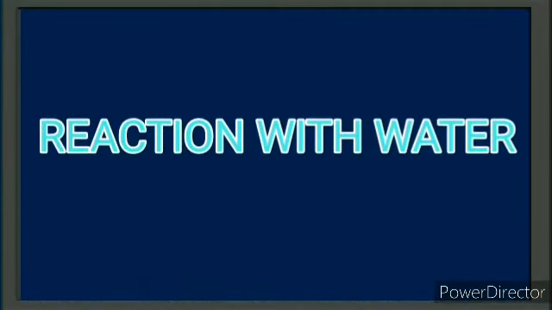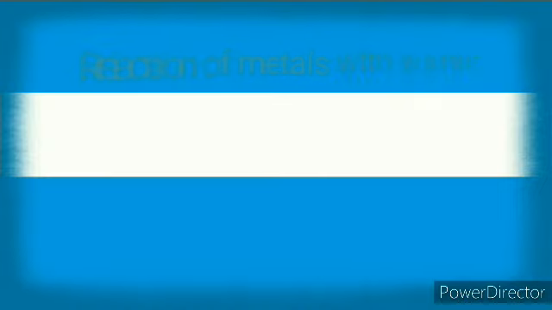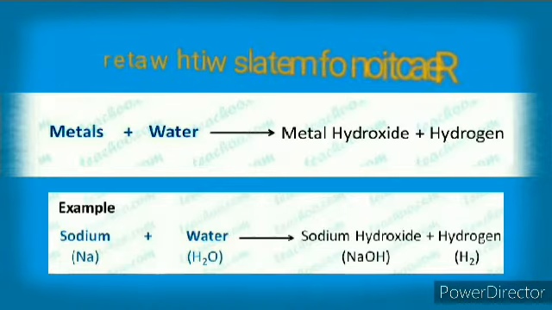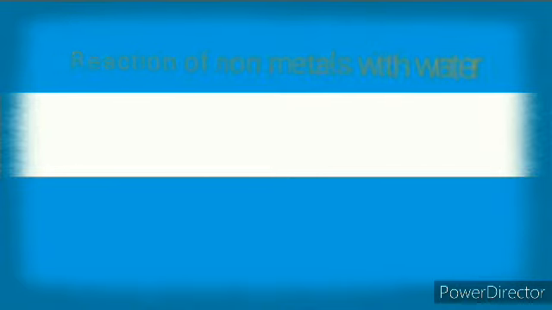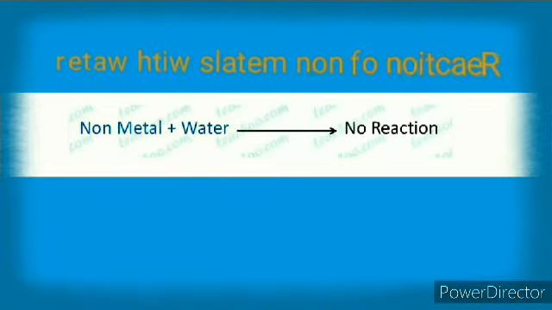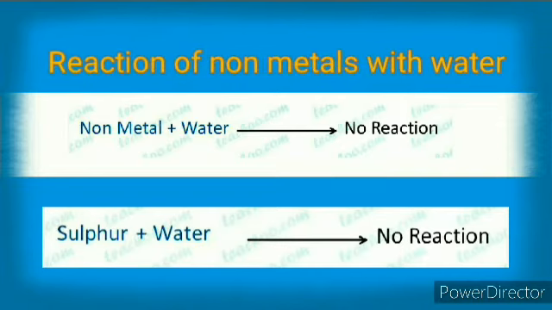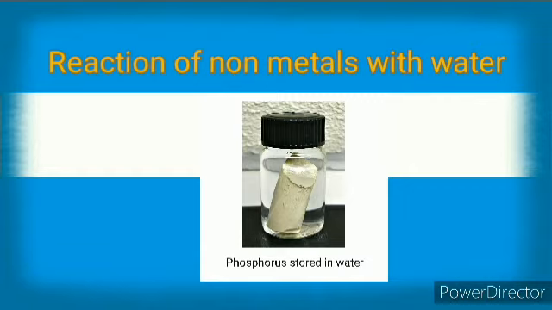The next reaction is reaction with water. Metals react with water to form metal hydroxide with the liberation of hydrogen gas. For example, sodium reacts vigorously with water to form sodium hydroxide with the liberation of hydrogen gas. Generally, nonmetals do not react with water, though they may be very reactive in air. Such nonmetals are stored in water. For example, phosphorus is a very reactive nonmetal. It catches fire if exposed to air. To prevent the contact of phosphorus with atmospheric oxygen, it is stored in water.